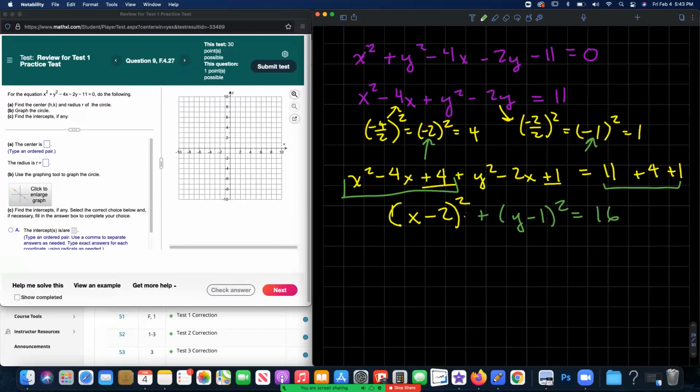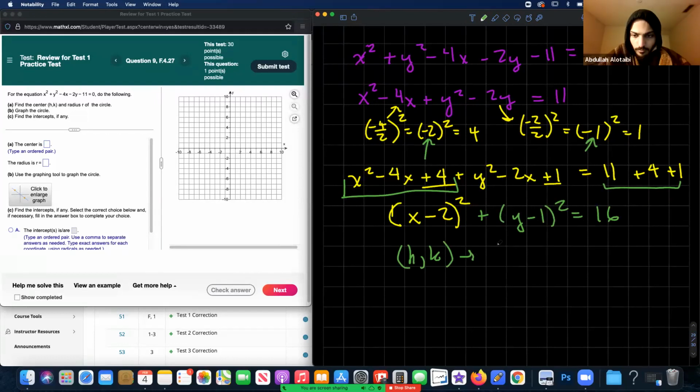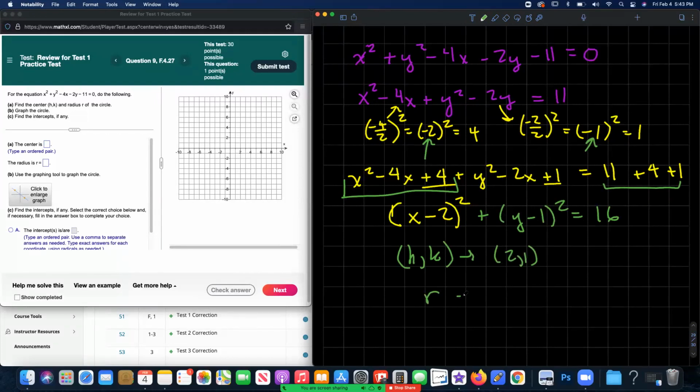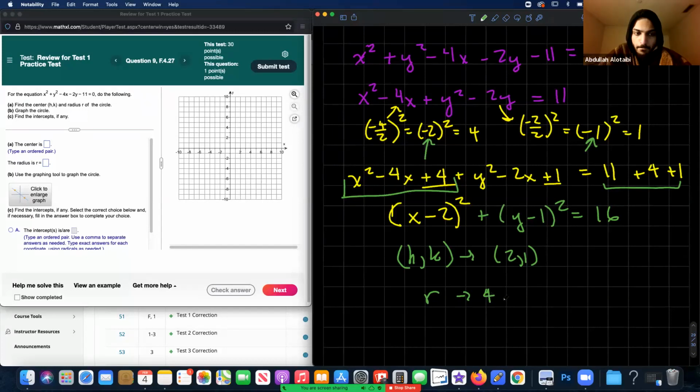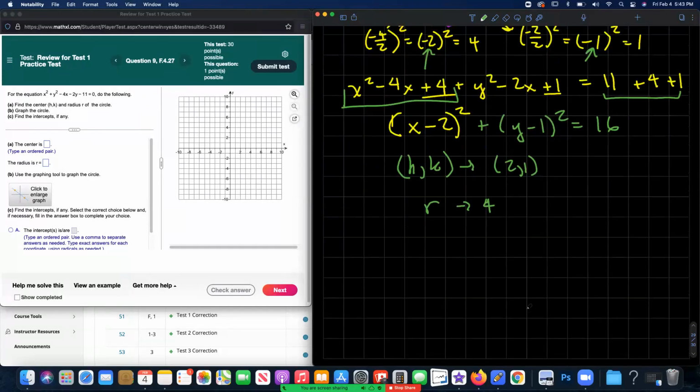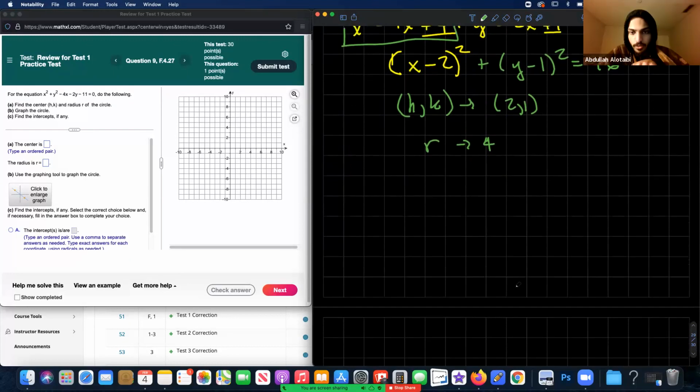So the key is we're saying that the center, your h, k value, is going to be 2, 1. And the radius is going to be 4. Exactly. You're absolutely right. Radius is 4. Now, your question was on intercepts specifically. Yes. Now, the key to finding the intercepts is through this equation.